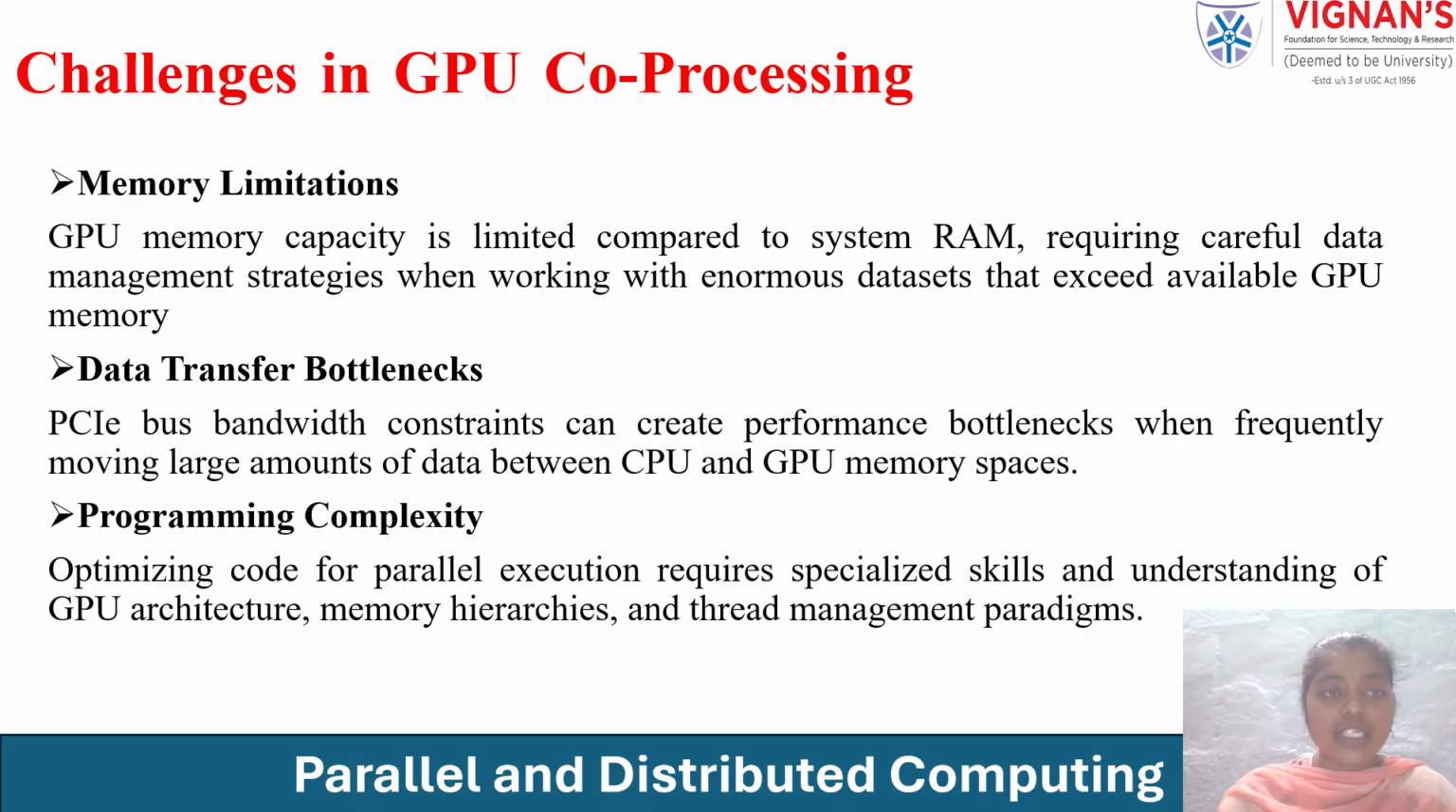Challenges in GPU coprocessing. Memory limitation. GPU memory capacity is limited compared to system RAM, requiring careful data management strategies when working with enormous data that exceeds available GPU memory. Data transfer bottlenecks. PCIe bus bandwidth constraints can create performance bottlenecks when frequently moving large amounts of data between CPU and GPU memory spaces. Programming complexity. Optimizing code for parallel execution requires specialized skills and understanding of GPU architecture, memory hierarchies, and thread management paradigms.